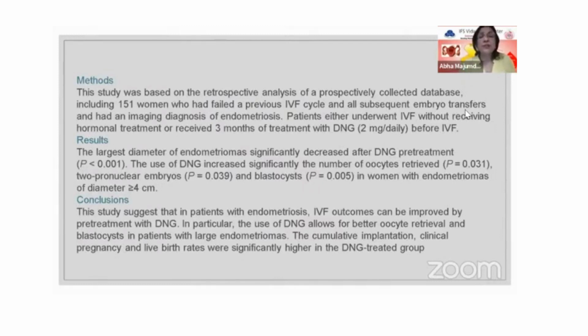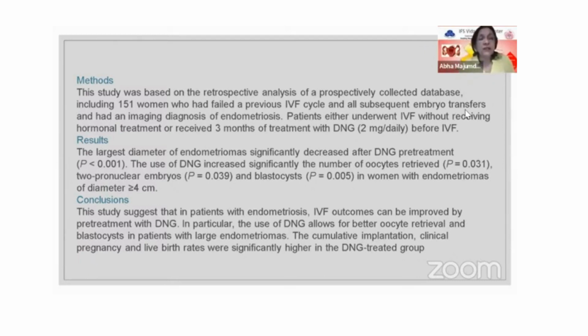This study was based on the retrospective analysis of a prospectively collected database, including 151 women who had failed a previous IVF cycle and all subsequent embryo transfers and had an imaging diagnosis of endometriosis. So they had one failed IVF cycle and maybe had 2 or 3 embryo transfers which resulted from that stimulation cycle, which all failed. Patients either underwent IVF without receiving hormonal treatment or received 3 months of treatment with Dienogest 2 milligram daily before IVF.